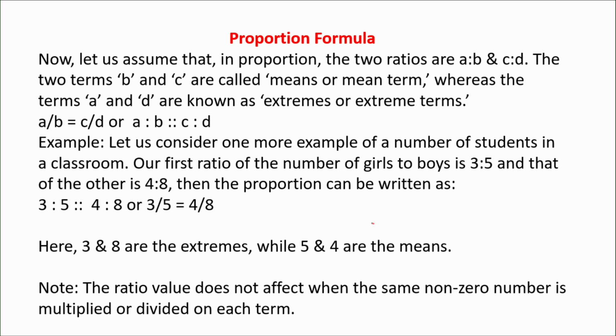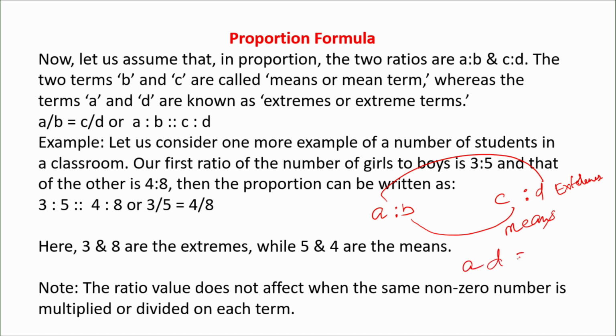Here, A is to B, for example, is one ratio, and C is to D is another ratio. These B and C are called means, and A and D, these two, are called extremes. The product of means is equal to the product of extremes, that is, AD is equal to BC.